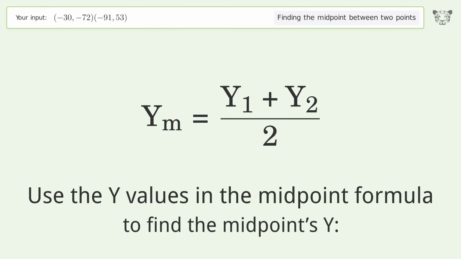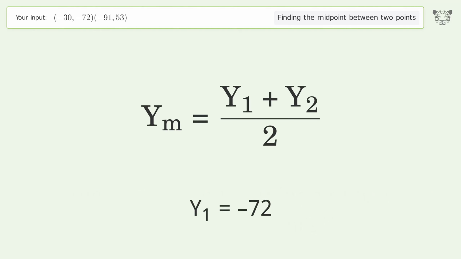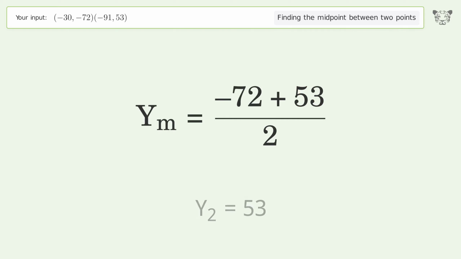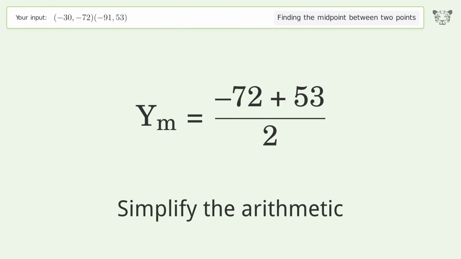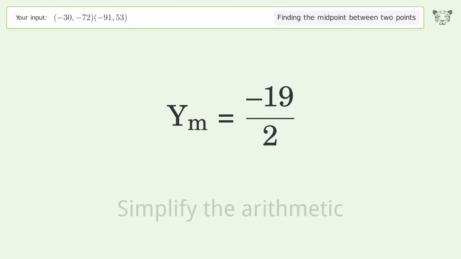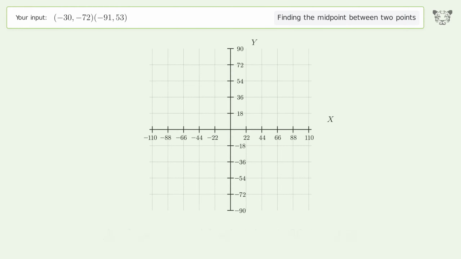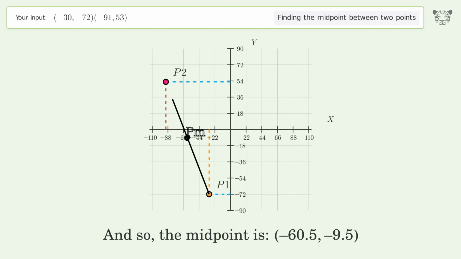Use the y values in the midpoint formula to find the midpoint's y. y1 equals -72. y2 equals 53. Simplify the arithmetic. And so, the midpoint is -60.5, -9.5.